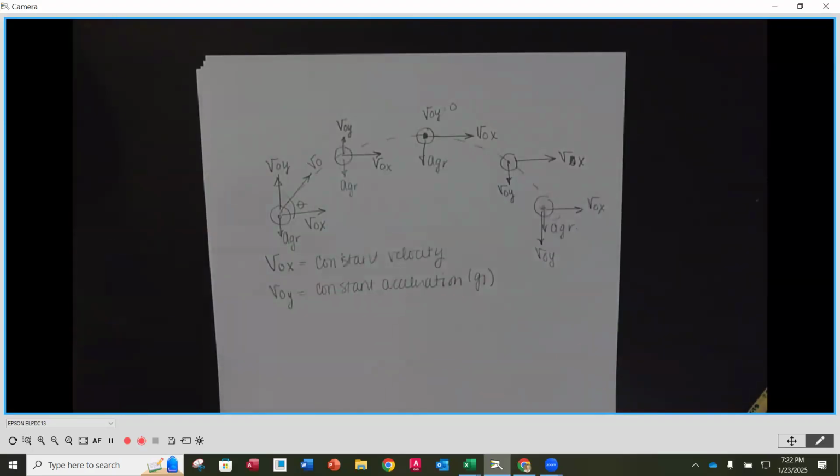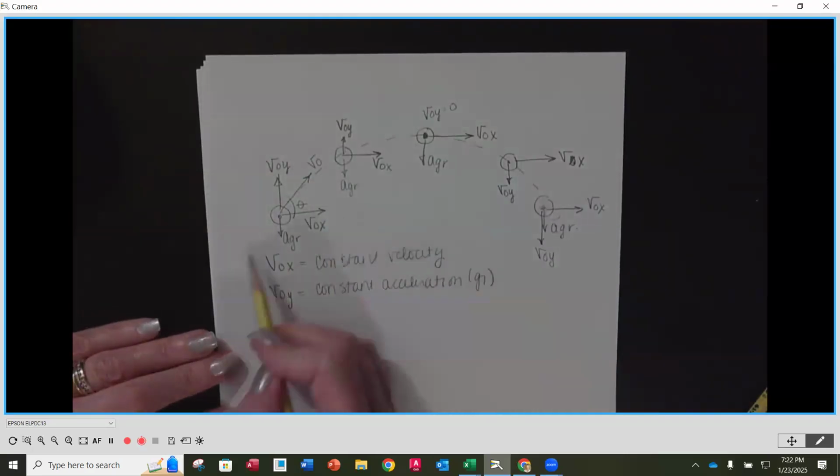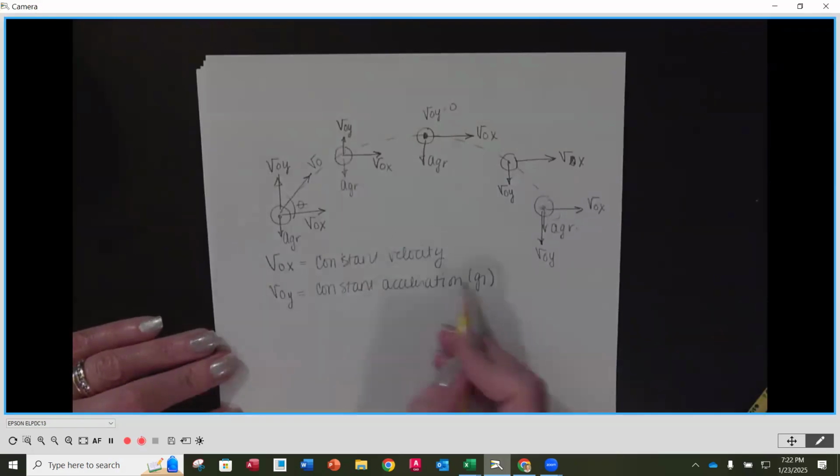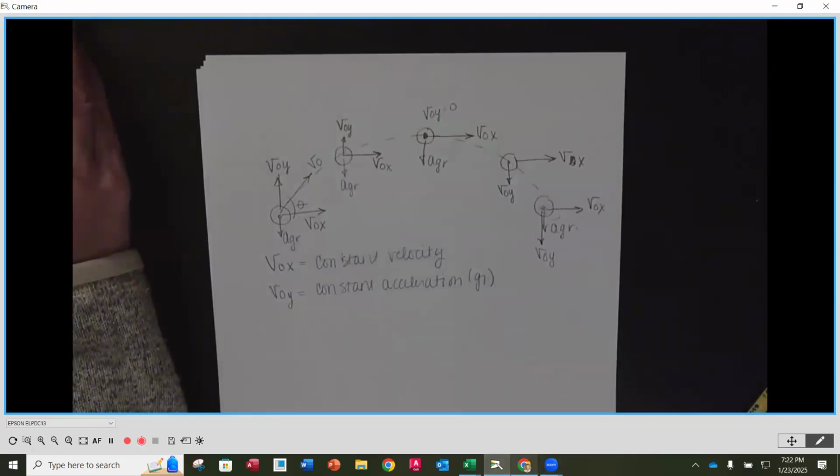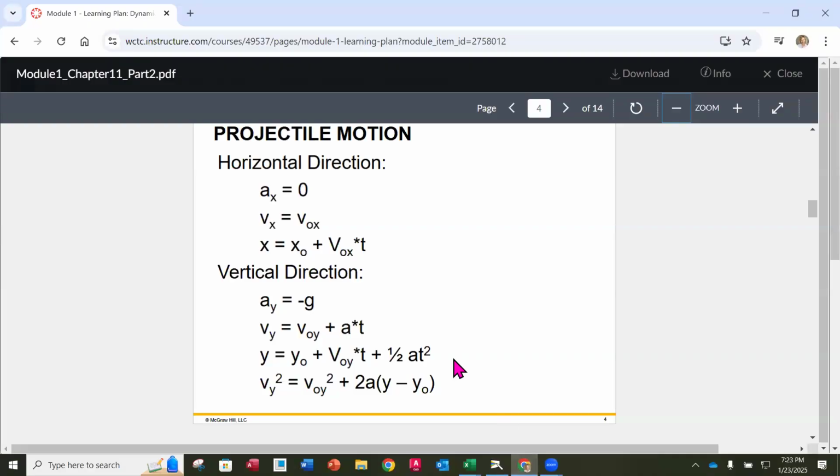So if we look back at the last section that we looked at, whenever we're trying to figure something out in the horizontal direction, we're going to be in a constant velocity mode. And whenever we're trying to identify the motion in the vertical direction, we're going to then be in the constant acceleration mode. Okay. So the best thing to do here is to go back and look at the equations for each one of those directions. And that's what I have on this slide right here.